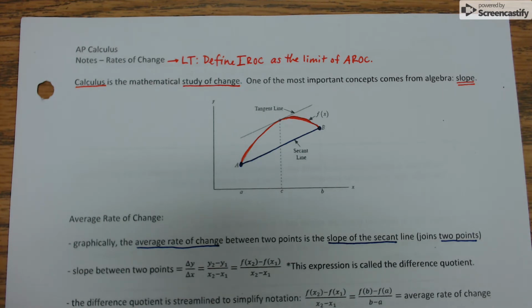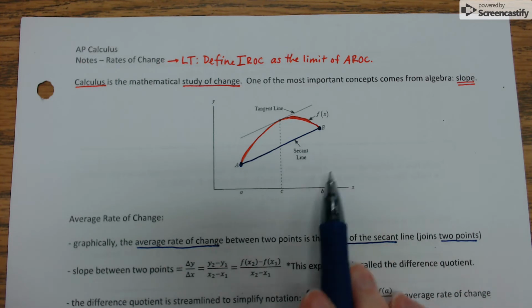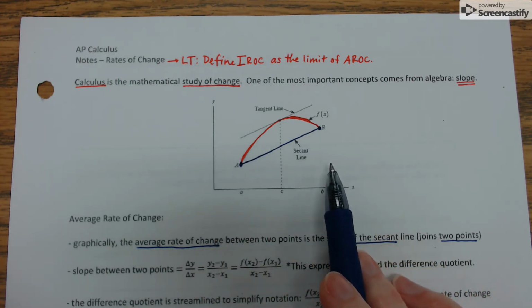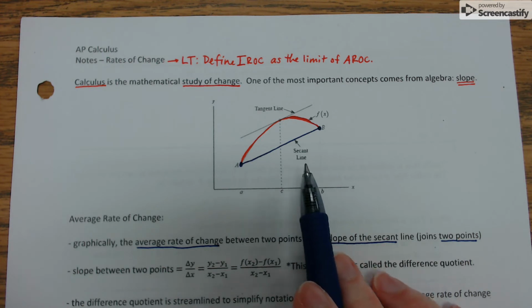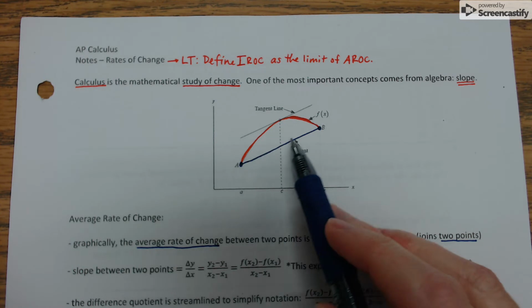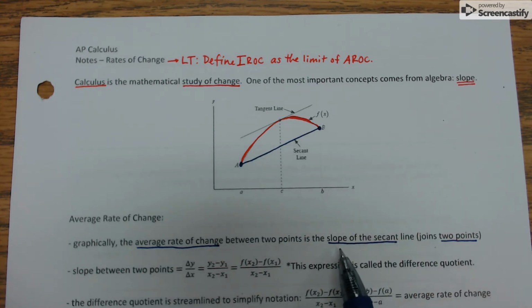The first type of rate of change that we're going to talk about is the average rate of change. And we'll keep referring to this graph up here, this picture, to help us visually distinguish between average rate of change and the second type, which is instantaneous. So average rate of change is the change between 2 points. And when you connect those 2 points, it gives us what we call the secant line. So the average rate of change is the slope of the secant line, and again, it joins 2 points.